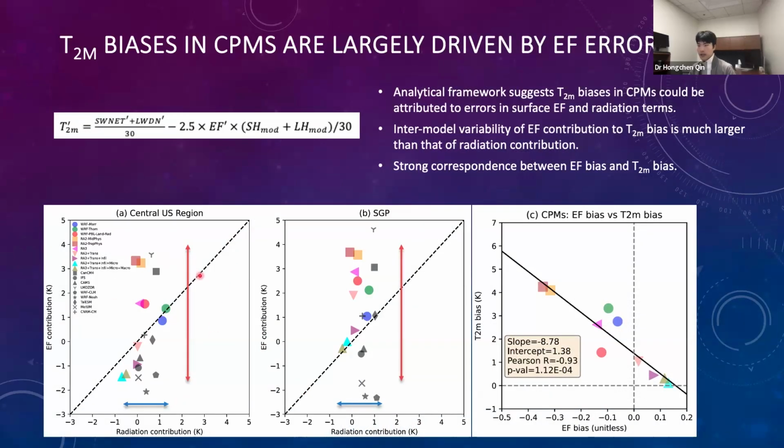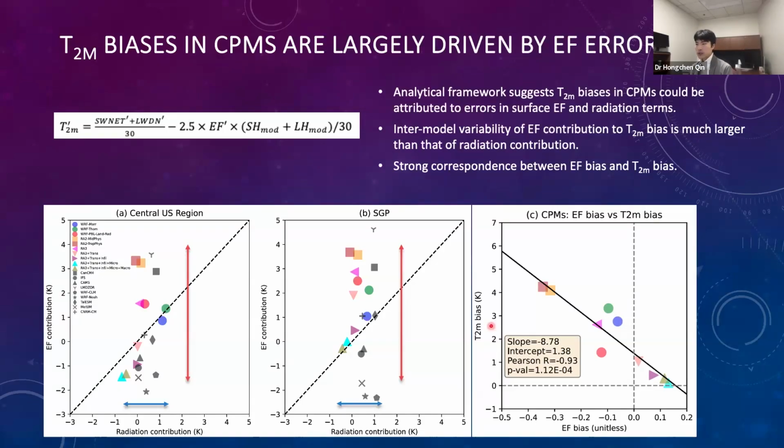So here on the lower left panel, we applied the analytical framework over the central US region. The x-axis shows the radiation contribution, and the y-axis shows the evaporative fraction contribution. The middle panel is applied at the SGP site, Southern Great Plains, where high quality observational data are readily available, sort of an independent validation and calibration. And the right panel shows the correspondence between EF biases versus T2M biases across different CPMs.